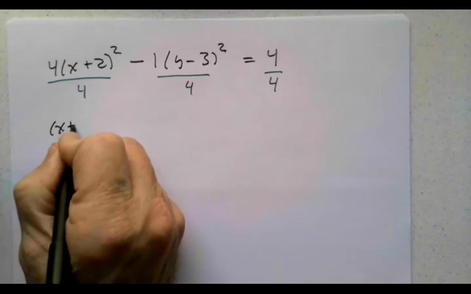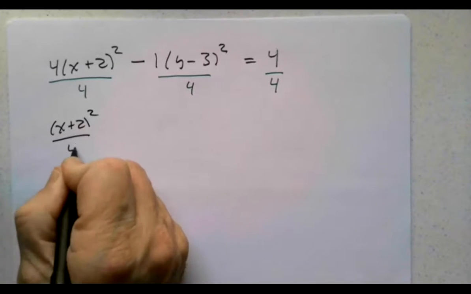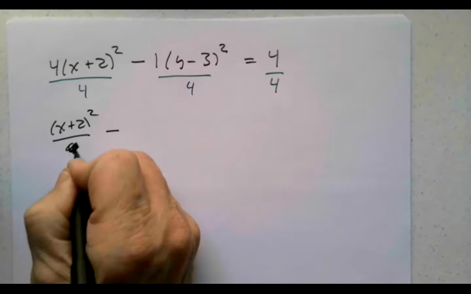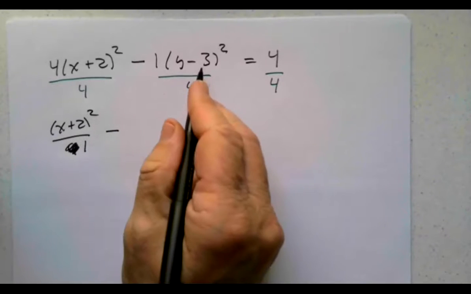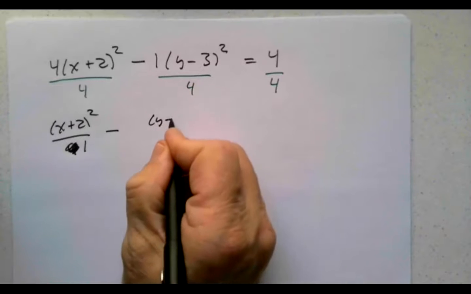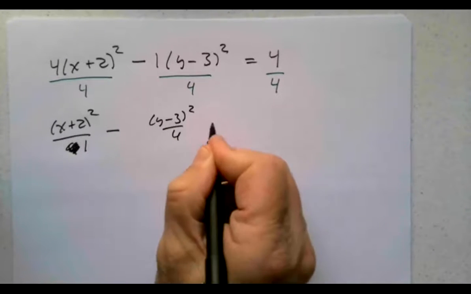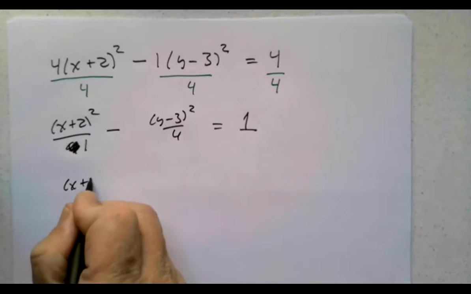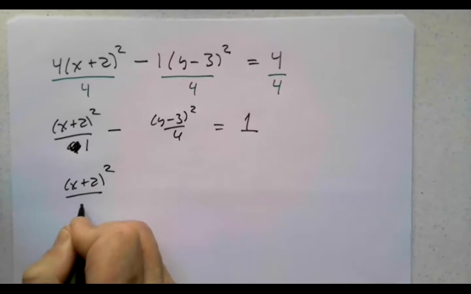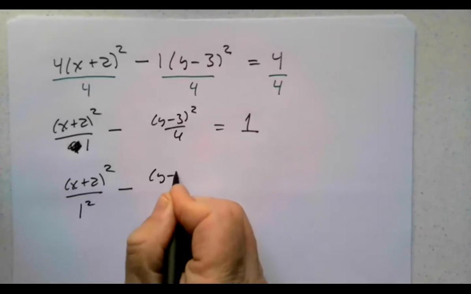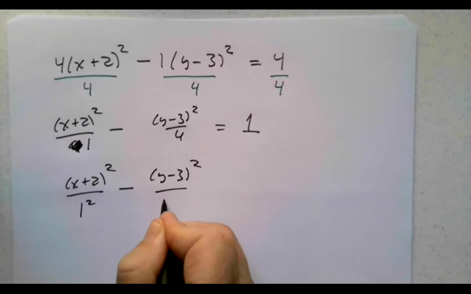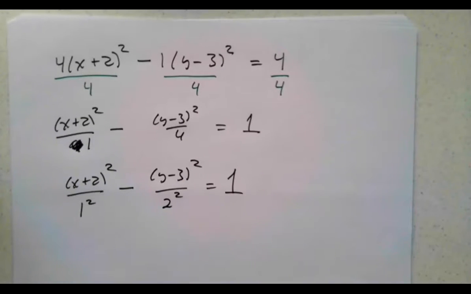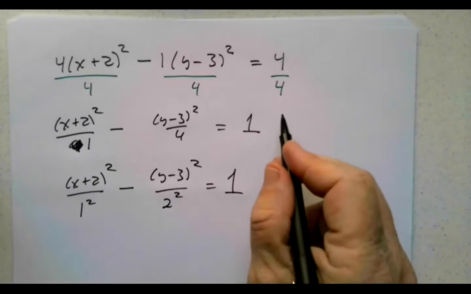So now I have x plus 2 squared over 4 minus 1 times, not over 4, over 1, of course. 4 over 4 is 1. Minus 1 times y minus 3 squared over 4 equals 4 over 4, which is 1. Rewriting, x plus 2 squared over 1 squared minus y minus 3 squared over 2 squared equals 1. So from this, we're able to answer some questions.